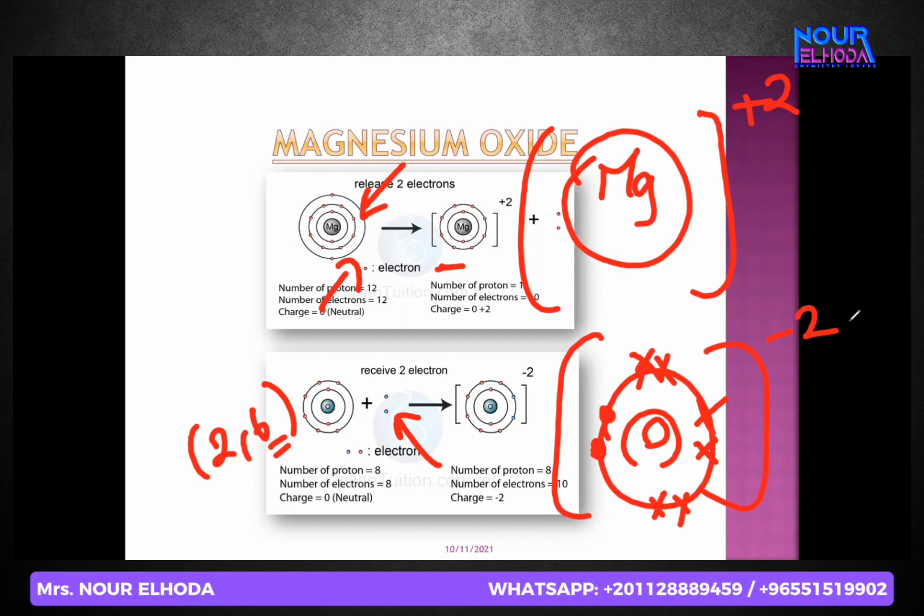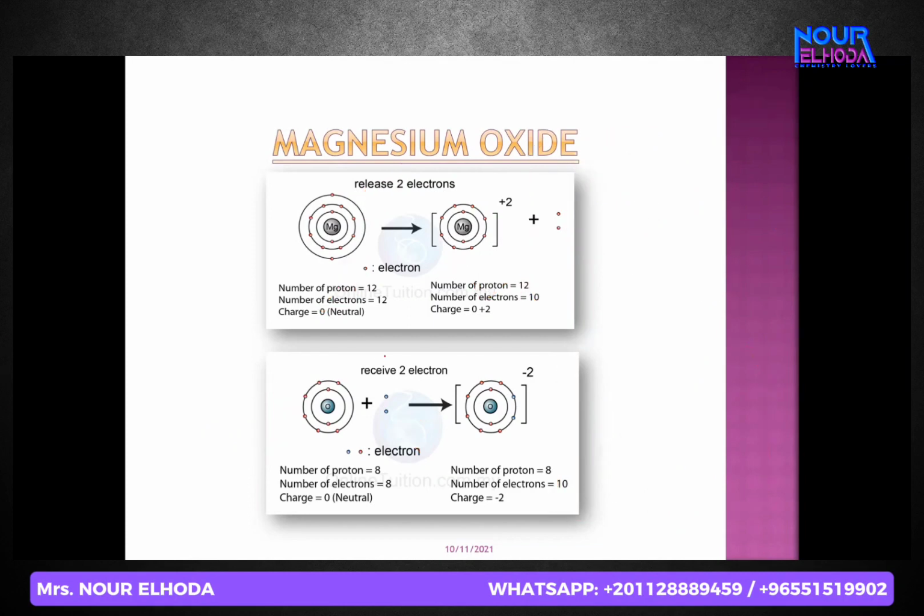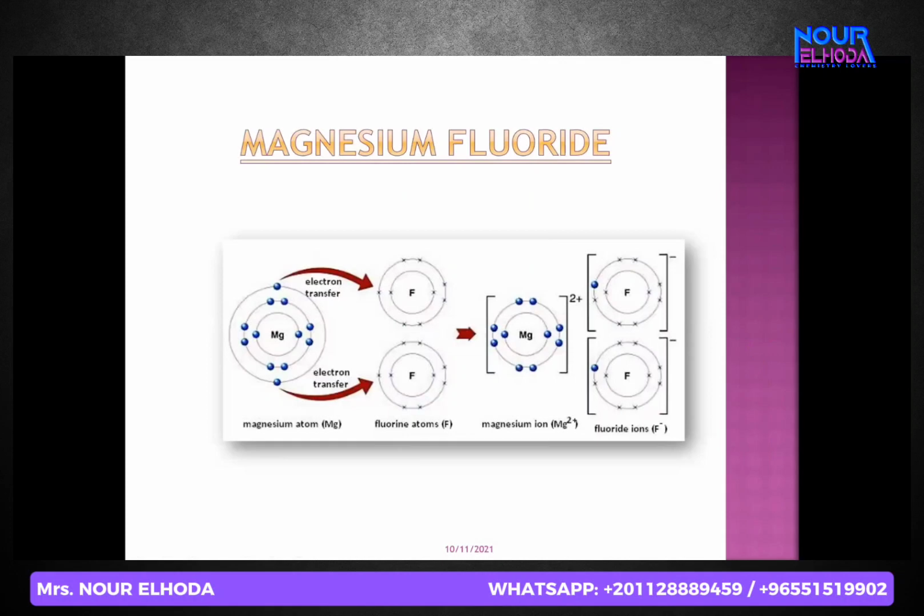So you have the two choices. You want to draw outer shell only, it's fine. You want to draw all the shells also, it's fine. That's why I put both in the PowerPoint so you can choose. Let's take this one: magnesium fluoride.